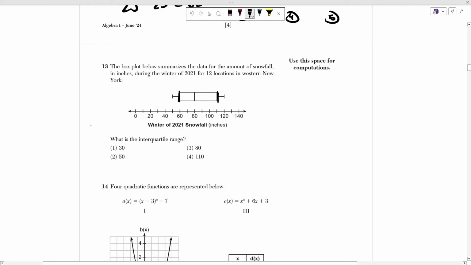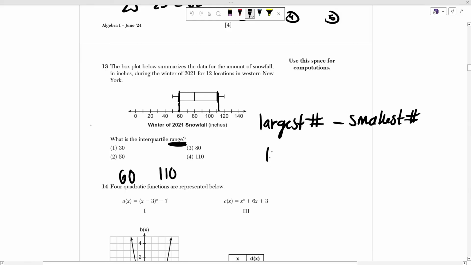So we know that the beginning of this point is 60, right? So the smallest value in this interquartile is 60, and the largest value is 110. Okay, range is just the largest value minus the smallest.